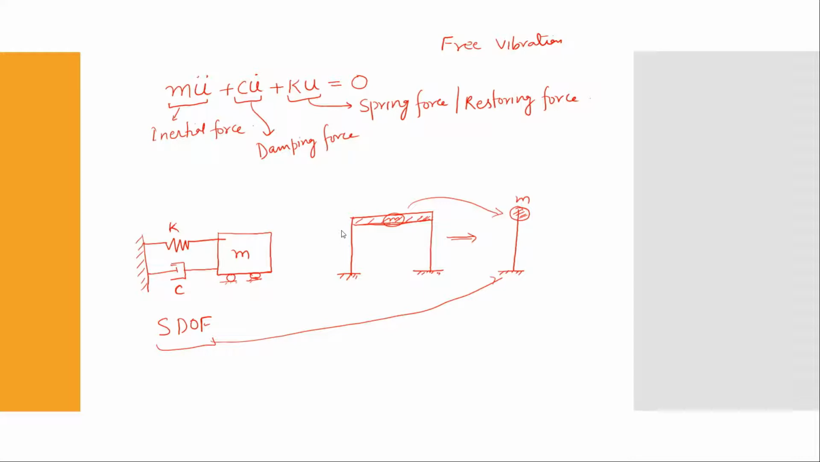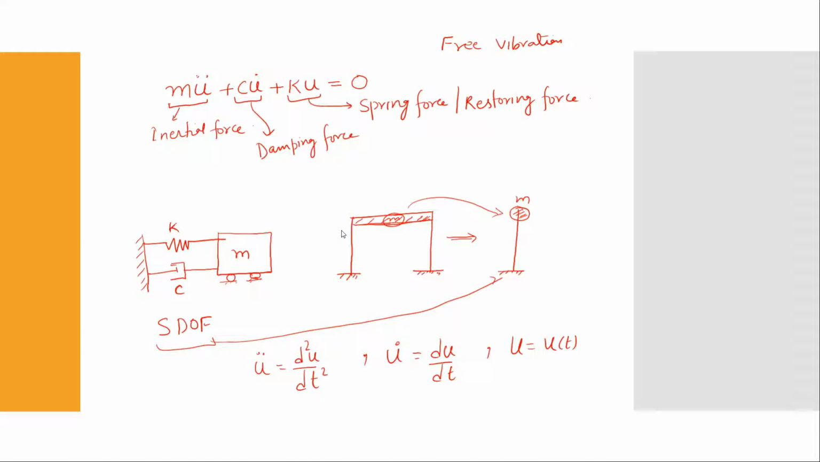So where m u double dot plus c u dot plus k u, u double dot is nothing but d2u by dt square, u dot here is du by dt, and u is a function of t, where u is the displacement with respect to time.